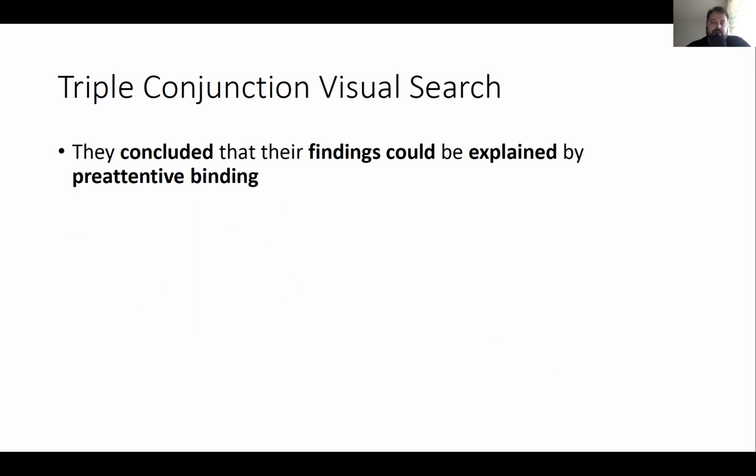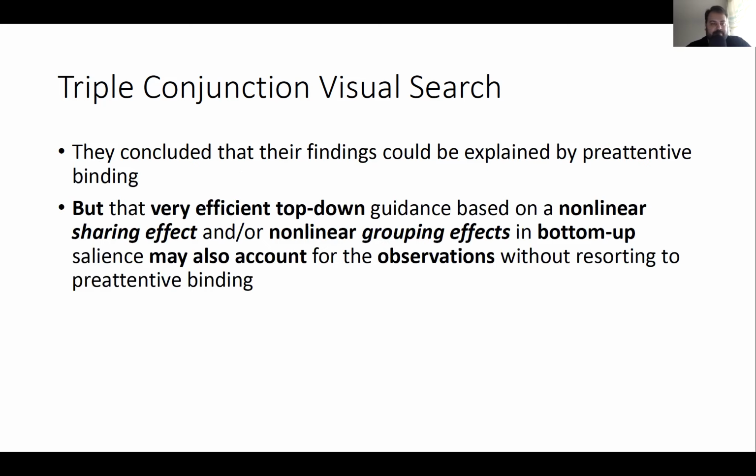But they conclude that the findings could be explained by pre-attentive binding. We have to recall Wolfe himself doesn't believe in pre-attentive binding, since his model is of course not a pre-attentive binding model, but he concluded that from his own findings he wasn't able to rule it out. He ran a lot of experiments. It was the most exhaustive experiment in this area, I think, and he couldn't find an explanation that rules out pre-attentive binding. But he also said that a very efficient top-down guidance based on a nonlinear sharing effect and/or a nonlinear grouping effect in the bottom-up path could also account for observations without the need to resort to pre-attentive binding.